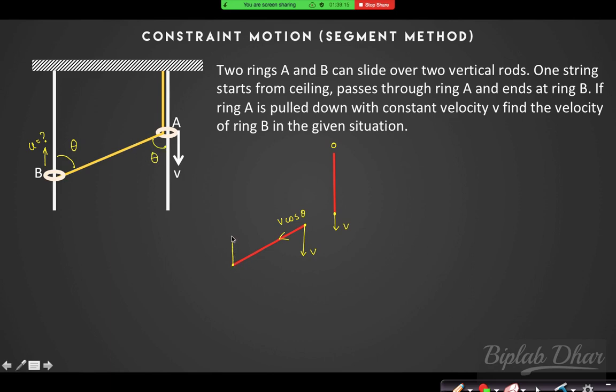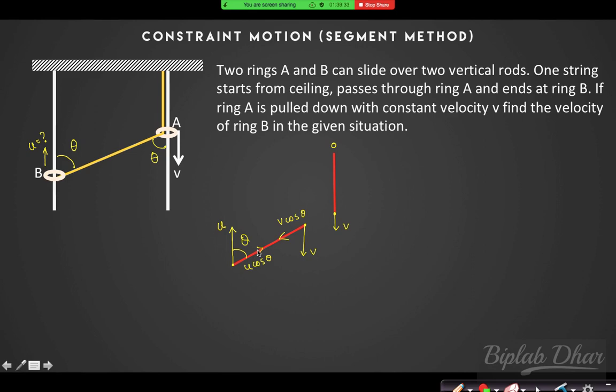And what about this velocity if it is u? Then what about this? Sir, u cos theta. It's also going into the length. So if I write down the equation, then what about this u cos theta, plus or minus?